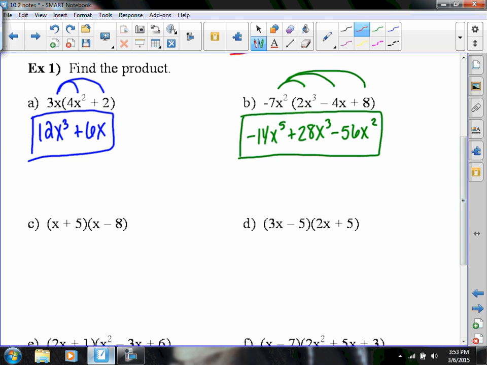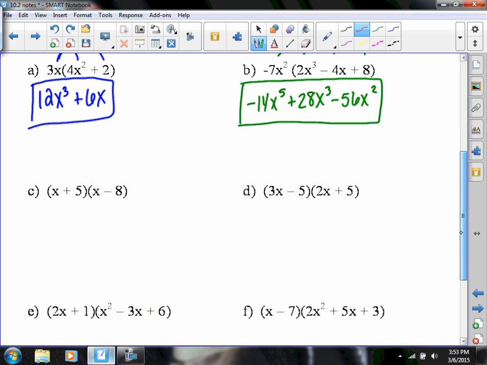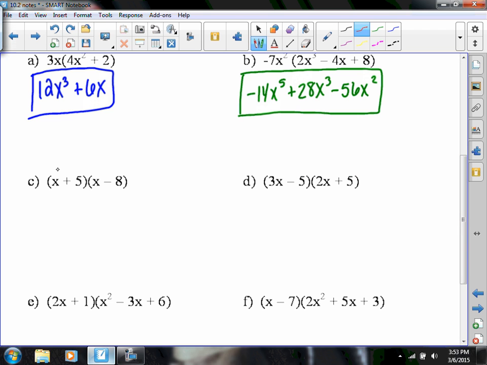Okay, part C now. This is with foiling. So I'm going to do my first term times every term in the second set of parentheses, and my second term times every term in the parentheses. So draw in those little rainbows if you need to. So x times x will be x squared. X times negative 8 is minus 8x. 5 times x is 5x. And 5 times negative 8 is negative 40.